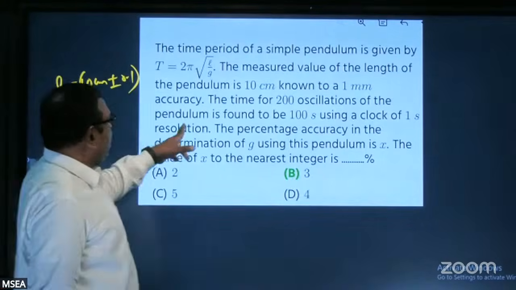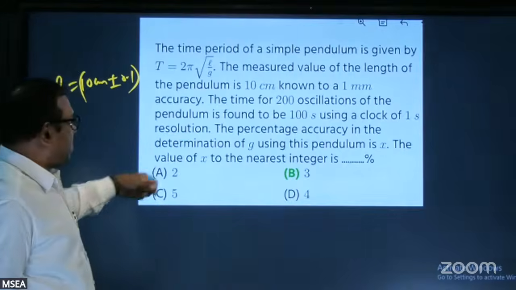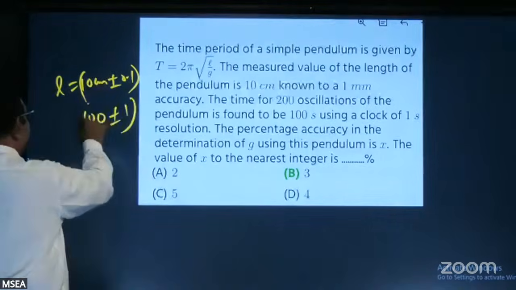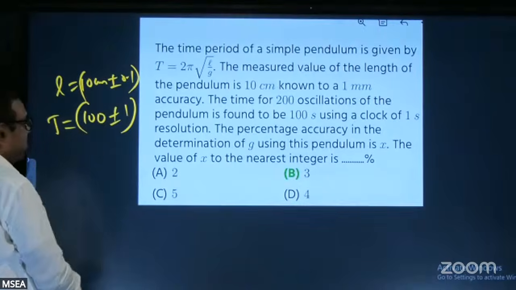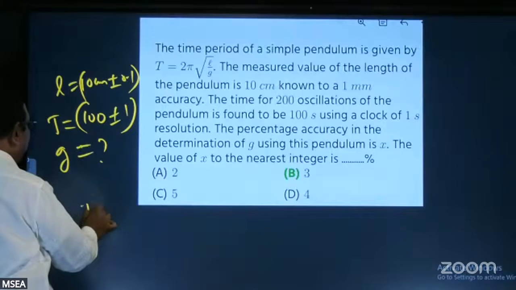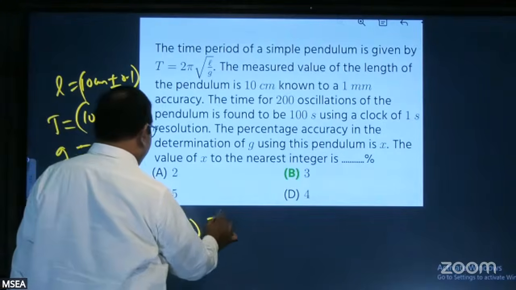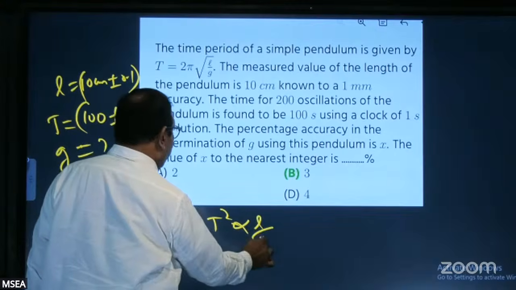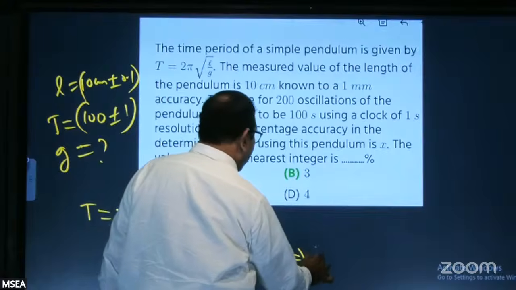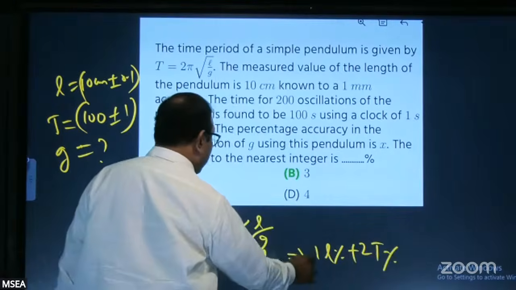Then the time period: the time for 200 oscillations of the pendulum is found to be 100 seconds, plus or minus 1 second. The percentage error of g is asked. T is equal to 2 pi root of L by g, so T squared is proportional to L by g, or g is proportional to L by T squared. Then the error is 1 into L percent plus 2 into T percent.